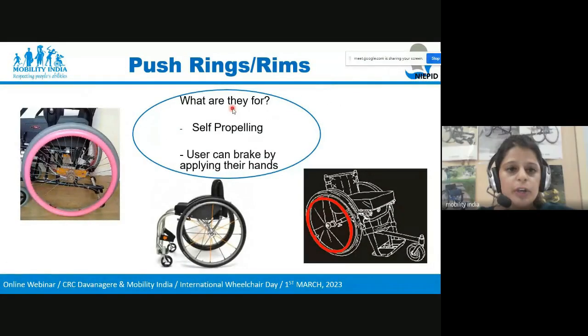Next part we are talking about here is the push rings or rims. As you are seeing here, they are for self-propelling, but the user can also apply the brake by using their hands. They are available in plastic, painted as well, which is easily available and affordable, and in chrome material, which is durable.